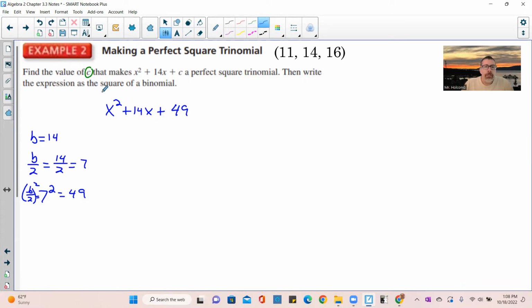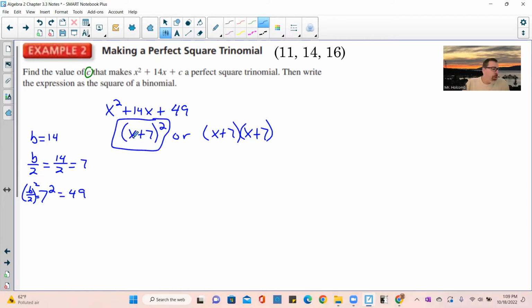Then it says rewrite the expression as the square of a binomial. So it's going to be x plus 7 quantity squared, or you could write it like x plus 7 times x plus 7. Okay. Either one, I mean, writing it like this, it doesn't show the squared, so really it should look like this, writing it as a square. So it's the quantity x plus 7 squared. Okay, now try to do that with 11, 14, and 16.